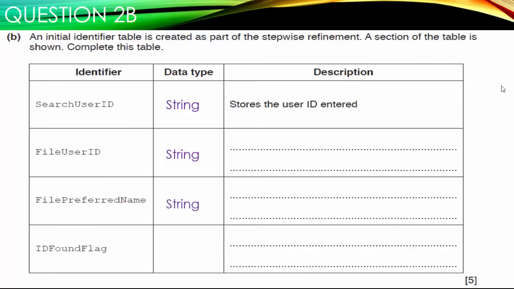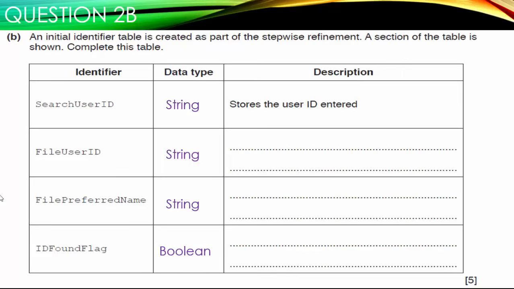Then we have ID found flag. Now, flag is your dead giveaway that it must be true or false. They call these flags, and it's either going to be flagged as true or false. What does that mean? There's only one data type that can be, and that is a Boolean value.